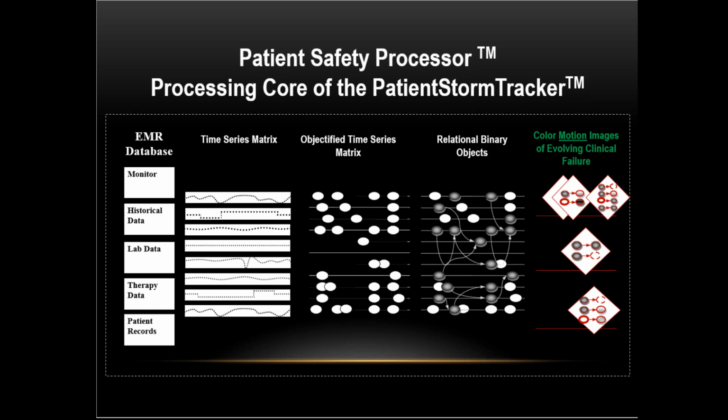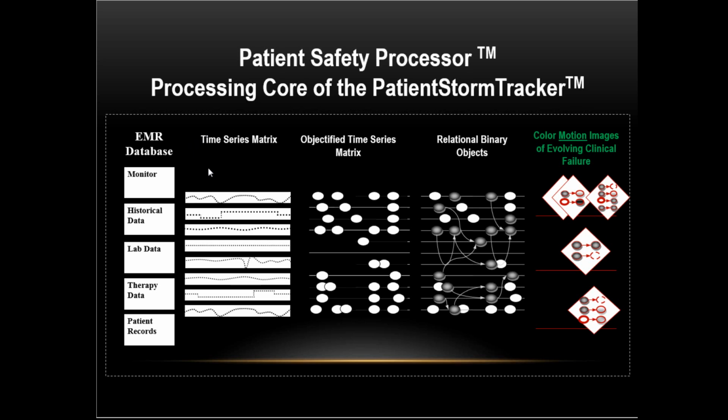So how do we detect and quantify dynamic relational patterns and generate motion images of clinical failure? This is performed by the Patient Safety Processor, which is a processing core of Patient Storm Tracker. The Patient Safety Processor takes data in from the electronic medical records database. It may also take in monitoring data and other source data, and then generates a gigantic time series matrix, which may be hundreds of time series wide.